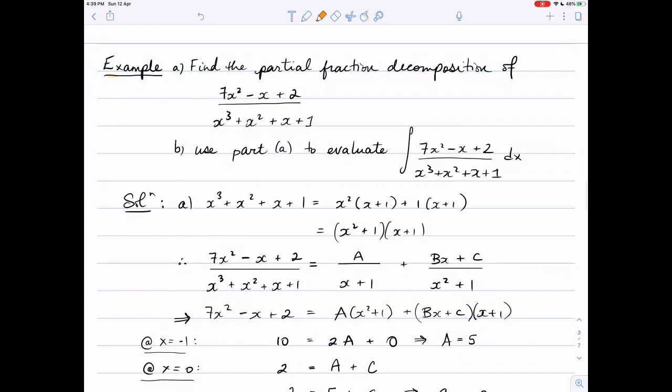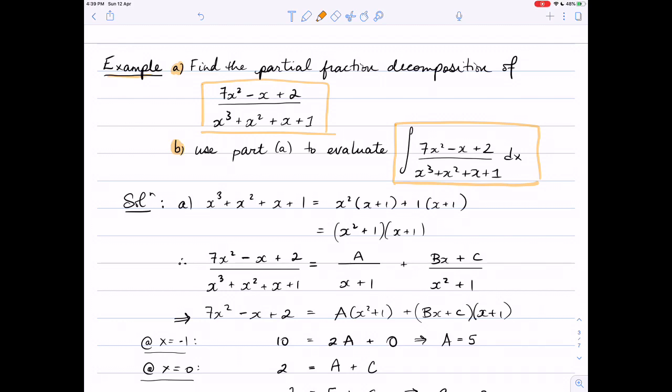So here, as an example, we're going to find in part A the partial fraction decomposition of this fraction here, 7x squared minus x plus 2 over x cubed plus x squared plus x plus 1. And then we are going to use that decomposition to evaluate this integral, where the fraction in part A is the integrand of our integral here.